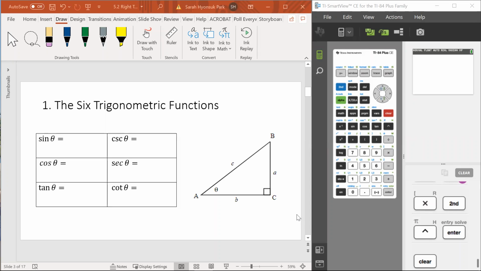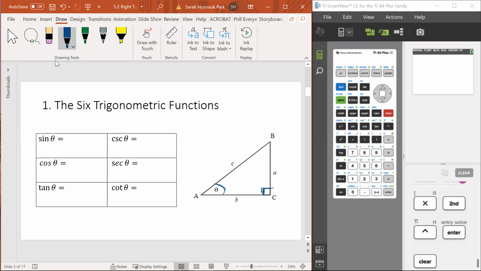Let's take a look at the six basic trig functions. The first one here is sine. We have sine, cosine, and tangent, and then cosecant, secant, cotangent. These are based on an angle in a right triangle. Let me first say that we're working with right triangles, where here you have a right angle, 90 degrees, and we have one angle.